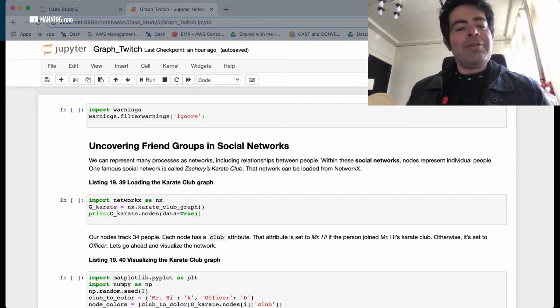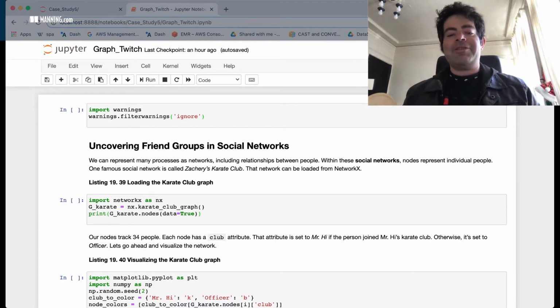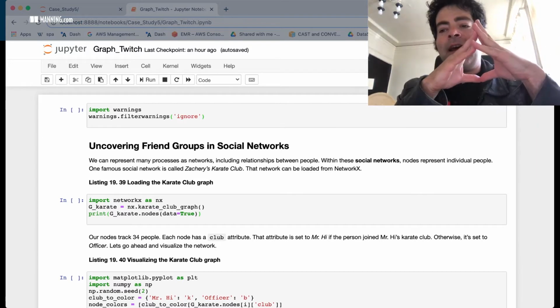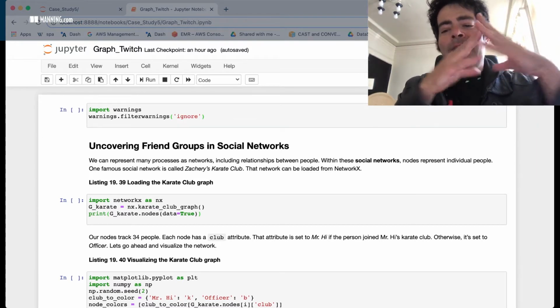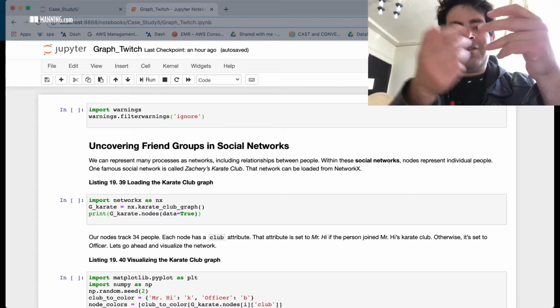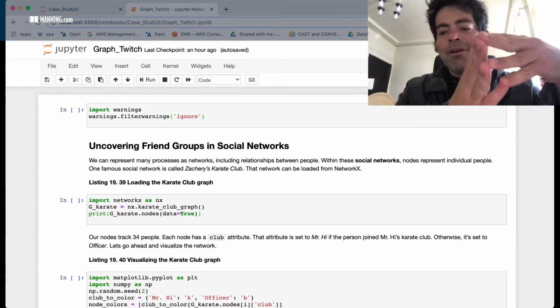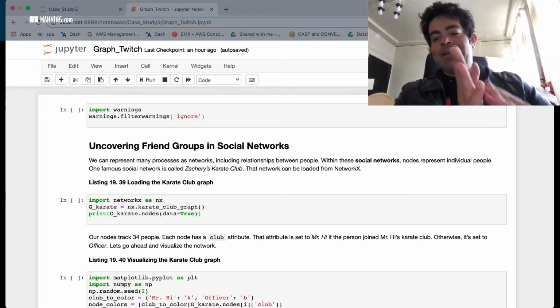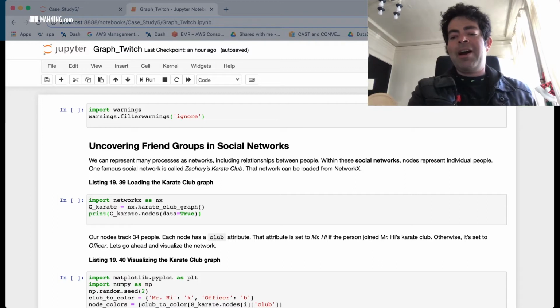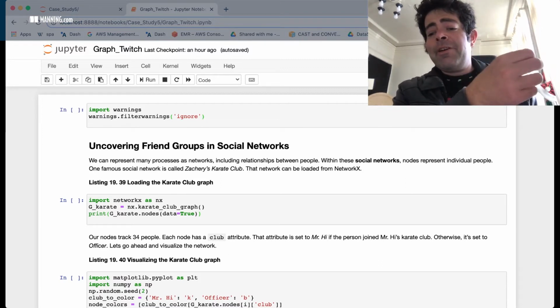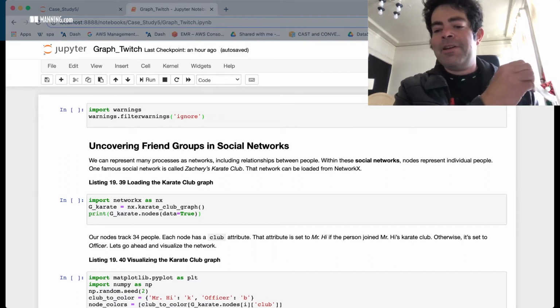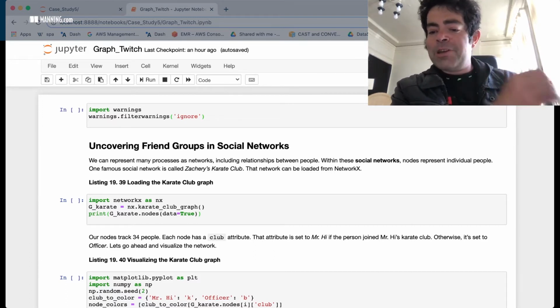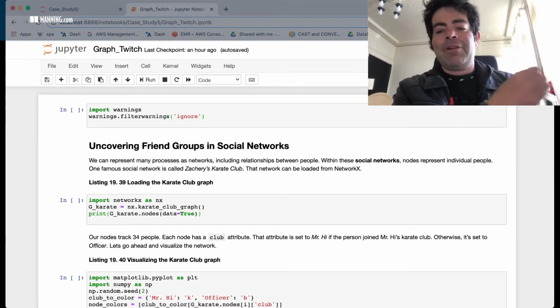Now, a year into this analysis, something interesting happened. One of the instructors at the dojo, Mr. High, got into an argument with management and decided to go off and start a dojo of his own. And about half of the karate class leaves and goes off with Mr. High. And when Zachary took a look at the structure of the network that he had built up over the course of the year, he realized that he could predict with near perfect precision which members of the class joined Mr. High's new dojo and which members of the class stayed behind.